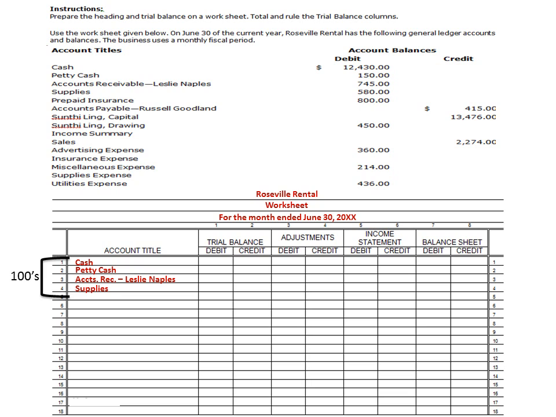And remember, the asset accounts are the ones that are organized by liquidity, or the ability to turn it to cash. After the 100s are in there, we're going to enter our 200s accounts. In this example, we only have one, accounts payable, but you may have more. Then we move to our 300 accounts, which is going to be our owner's equity accounts: the capital, drawing, income summary.